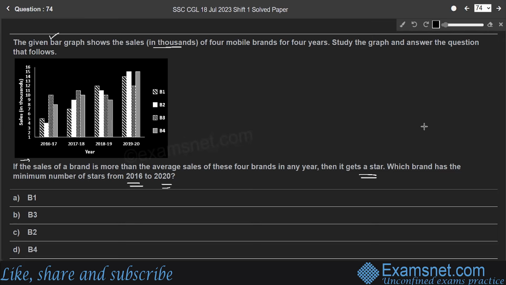Here students, first we need to find the average sales of all 4 brands in every year. So every year means in 2016-17, 17-18, 18-19 and 19-20. In all 4 years, the average sales of 4 brands need to be calculated first, right? Then compare these average sales with the individual sale. You will get the answer. So the brand whose sale is more than the average sale will get a star. So the question is, which brand will get the minimum number of stars in all 4 years?